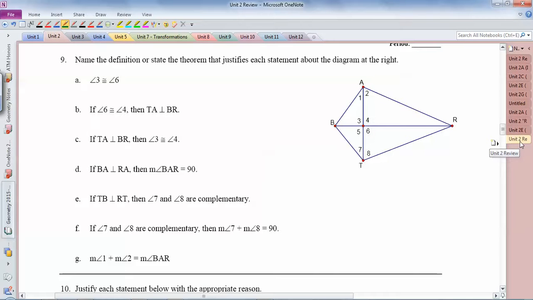Okay, so let's take a look. A lot of times it helps to reference the diagram, but sometimes you can do these without even having to look at it. But the first one is definitely one that I think it's easier to just look at the diagram. Here's 3, here's 6, and 3 is congruent to 6 because they're vertical angles. So the reason here is vertical angles are congruent.